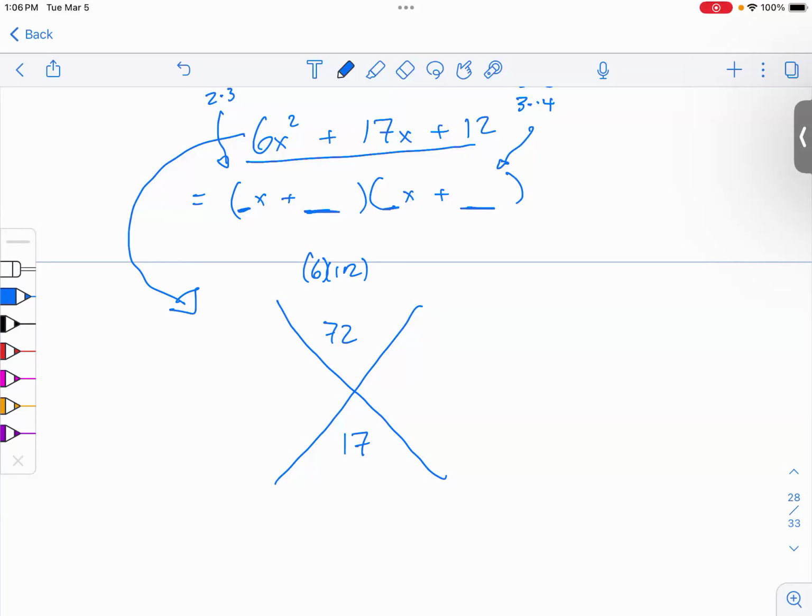Now, since all these numbers are positive, this is the simple case. I didn't even have to worry about the signs here. I know that the factors are going to be positive as well. But it could be one is a positive, one's a negative, both are negatives, right? Depends on what the signs are of the AC term and the B term. But basically, I just say, okay, what 2 numbers multiply to 72 and sum to 17? Can anyone think of them?